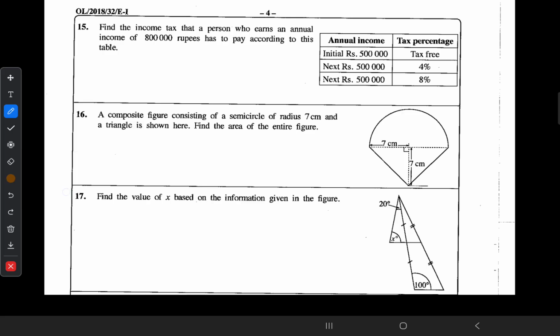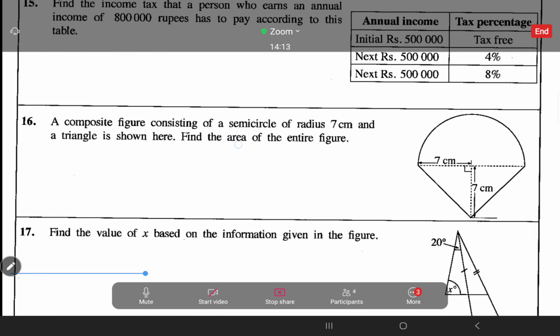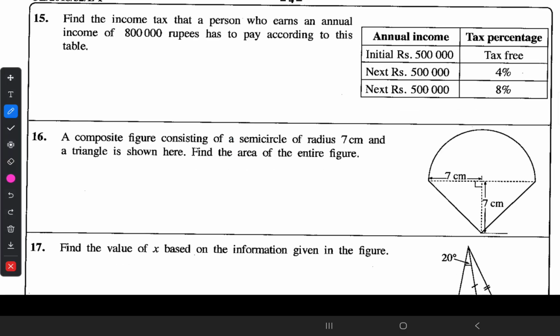15th question. Find the income tax that a person who earns an annual income of 800,000 rupees has to pay according to this table. For the initial 500,000, tax free. The next 500,000, 4%. So let's subdivide his income. Total income was 800,000, so I will split the 800,000 as follows.